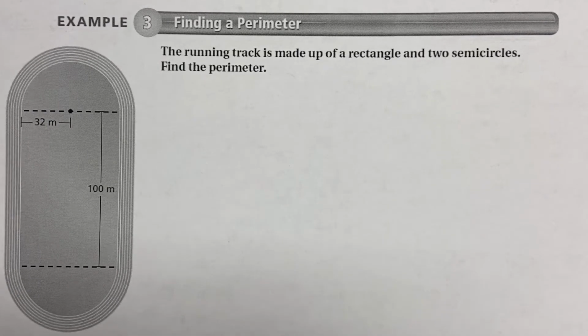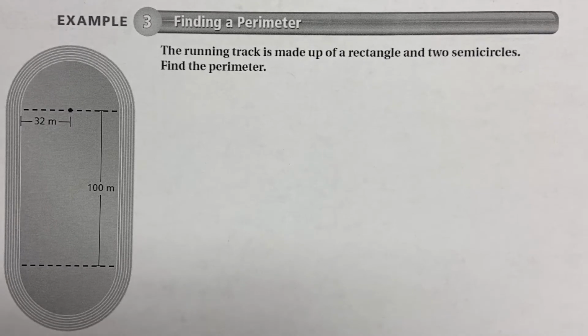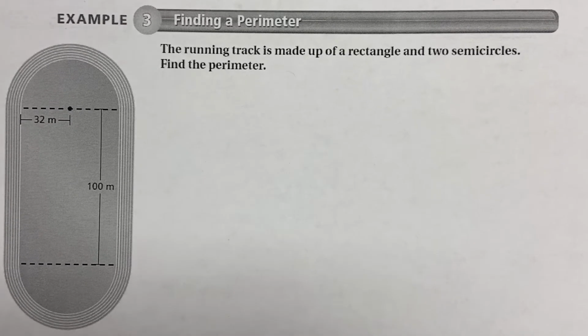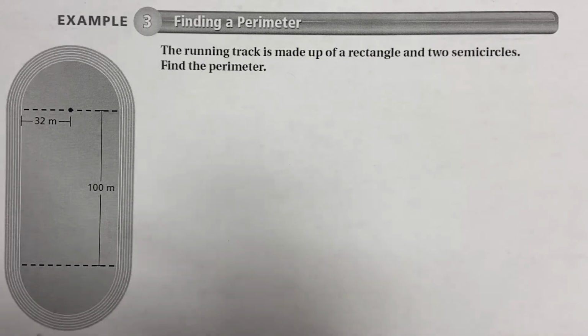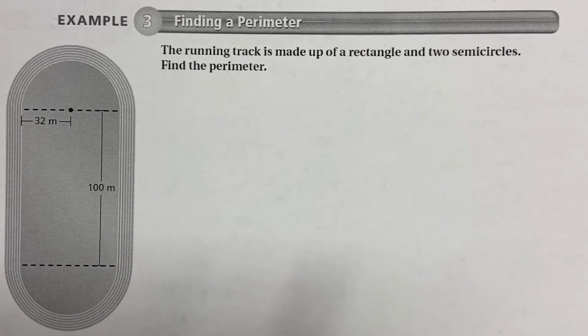Today we're talking about 7.3.3, and we're talking about the idea of finding a perimeter with straight edges and curved edges. We're going to use the example of a track. At the end, I am going to give you an extra credit question to work out, try and figure out, see what you can do.